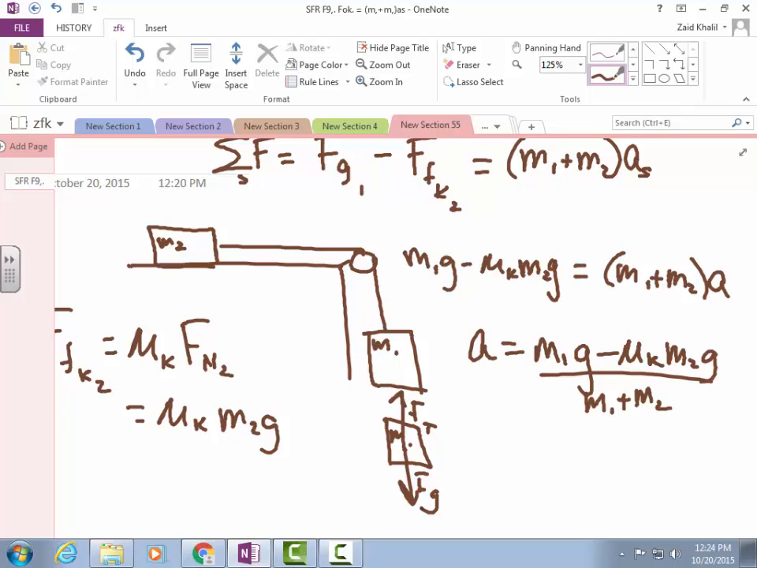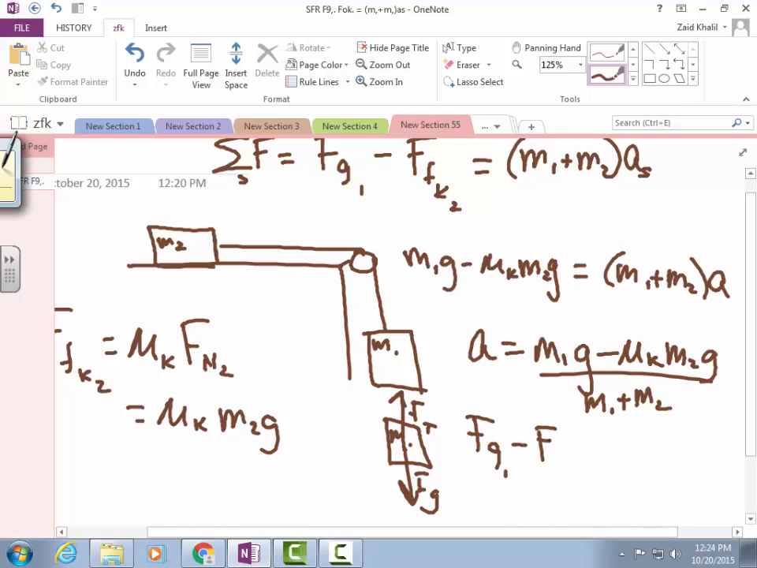Thought about the coordinate system. In other words, what is this A telling us about down? Down is positive. Since down is positive, what happens to these two? You'd get Fg1 minus Ft equals M1A. So you always have to think about the coordinate system. It's totally crucial.